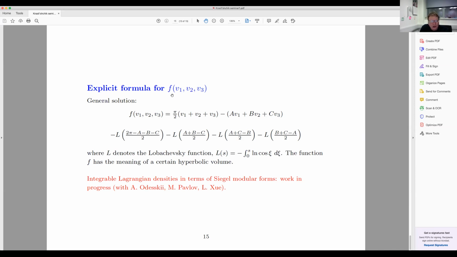Something to be understood. There is work in progress on characterizing integrable Lagrangian densities in 3D in terms of Ziegel modulo forms. It's the same authors, including now this time Sasha Desky. And this is my last slide, and thank you very much.